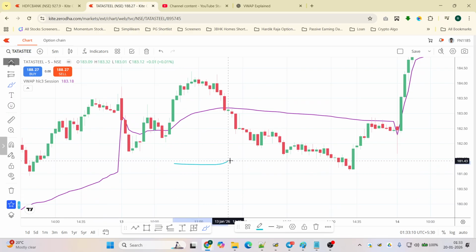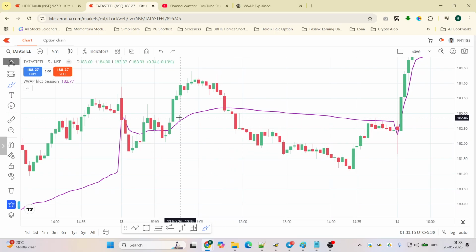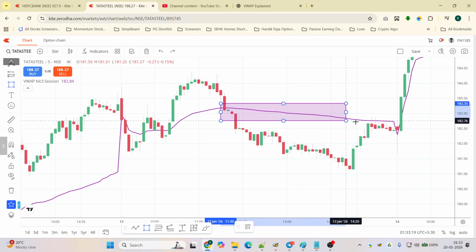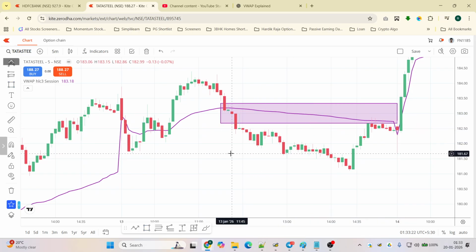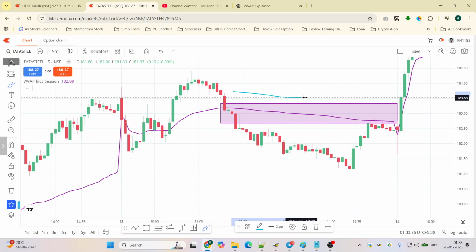Now, there is one more thing that we need to see here. Just observe the VWAP, guys. The VWAP line is slightly going downward. The slope is downward, which means that as the slope towards the downside increases, the stock keeps going to the downside, right?